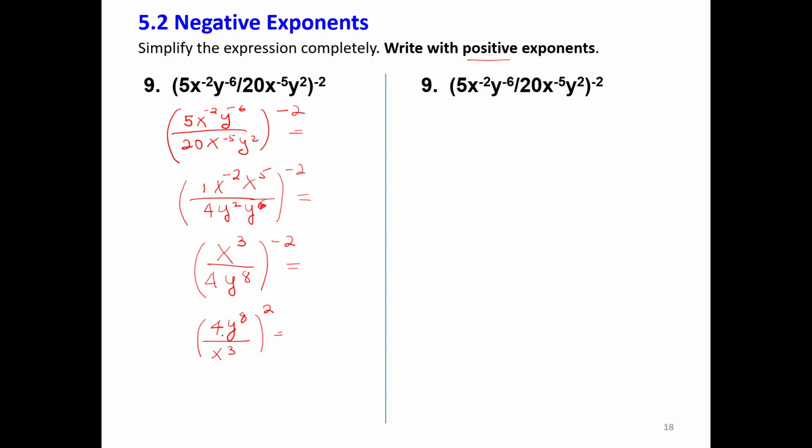Now we need to solve. Then 4, you had 1. Then 1 times 2 is 2. Then 4 to the second. Y 8 times 2 is 16. X 3 times 2 is 6. But we need to simplify completely. Then we had 4 to the second is 4 times 4 is 16. Y to the 16 divided by x to the 6. And this is the answer.